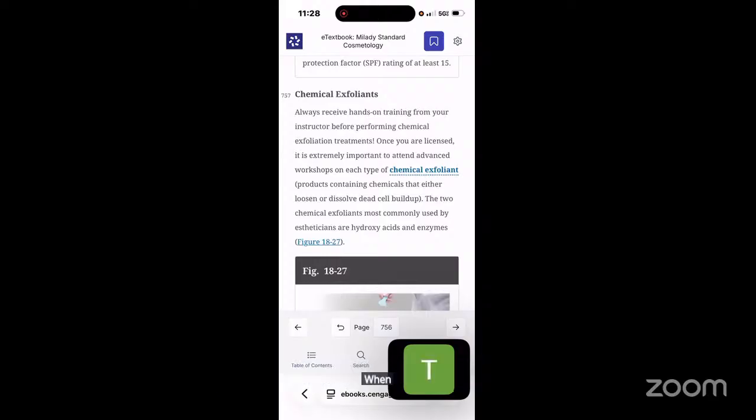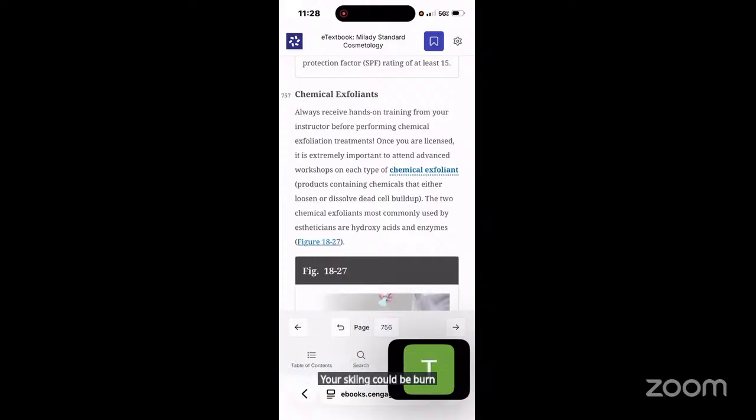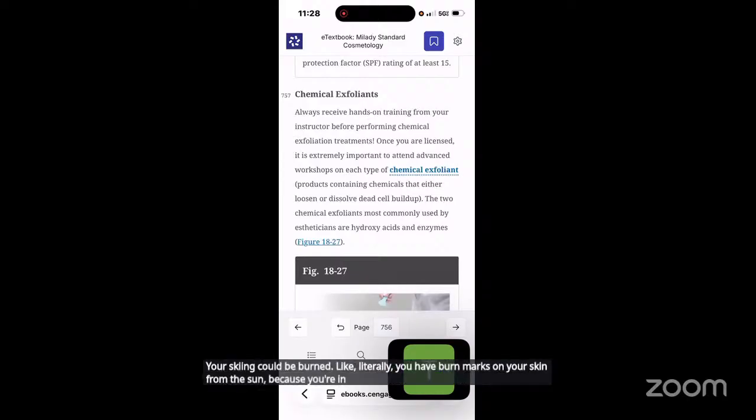When it starts to get warm and hot, you cannot do a chemical peel because that affects the skin. It already is programmed to remove top layers of the skin cells. And it doesn't stop at the top layer. It goes deeper and softens those other skin layers and starts to work from the inside out. If you have that and you're going out into the sun, you're going to damage the process. Okay? Your skin could be burned. Like literally you have burn marks on your skin from the sun because you're in a very sensitive state.